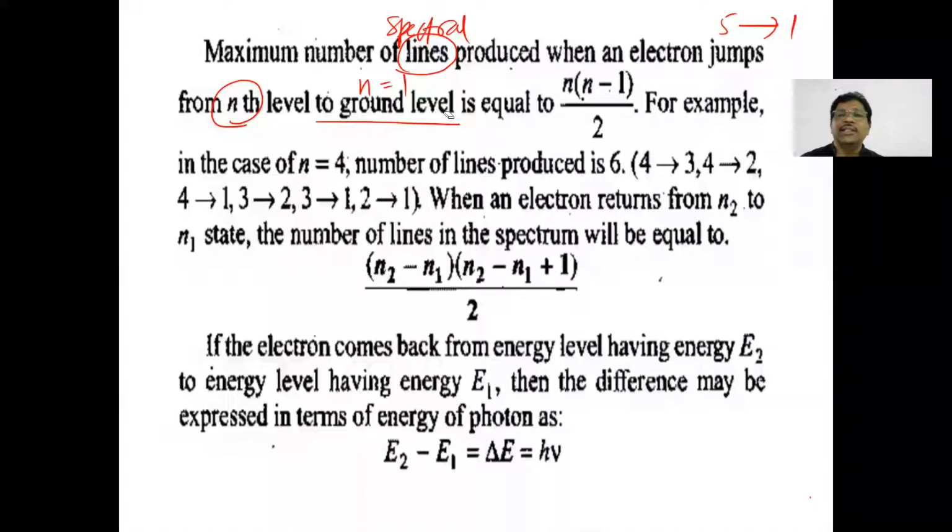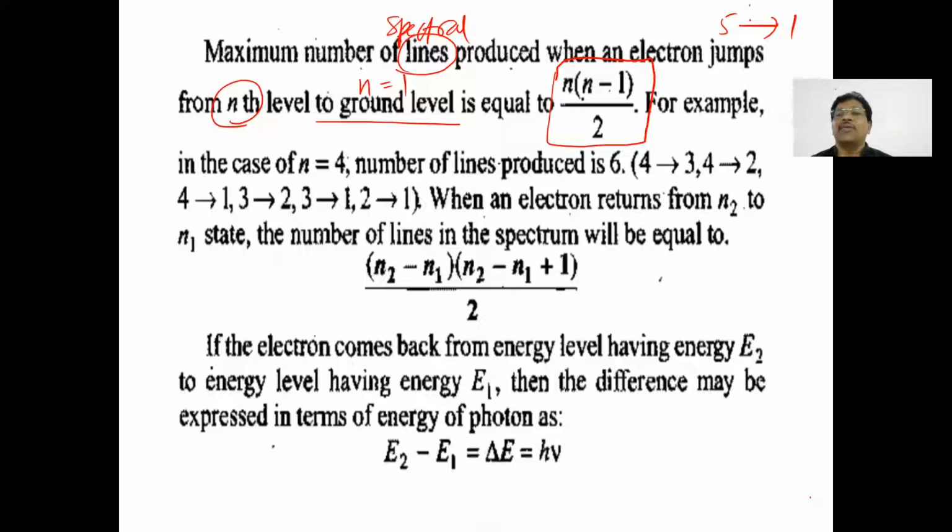So the next important topic is the maximum number of spectral lines produced when an electron jumps from the nth level to the ground level. That is equal to n(n minus 1)/2. Suppose for example, an electron is jumping from the 5th orbit to the 1st orbit. The 1st orbit is nothing but the ground state, right? To the ground state, the electron is coming from the 5th orbit, so n value is equal to 5.